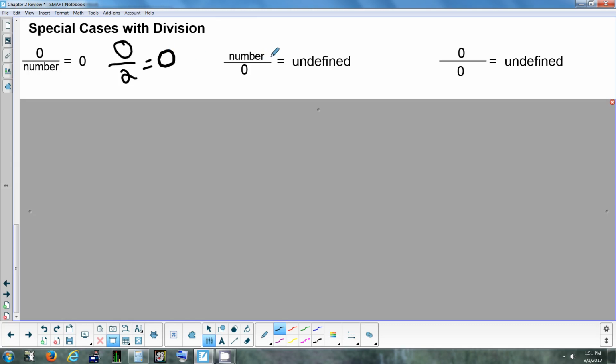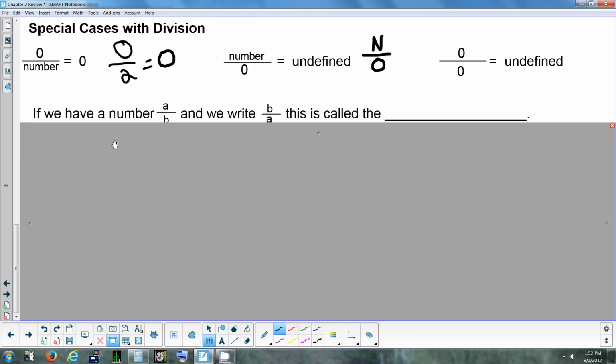We have a number on the top, and we have a 0 on the bottom. Mr. Hager taught me this trick almost 4 years ago. Represent the number as N and the 0 as O. What does that say? No, it doesn't work. That's why it's undefined. No means undefined. Same thing here, 0 divided by 0. If you punch that in your calculator, it will give you an error. It's undefined as well.